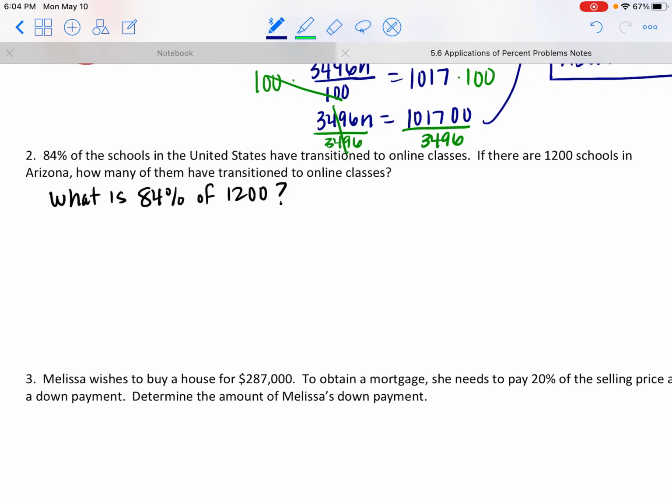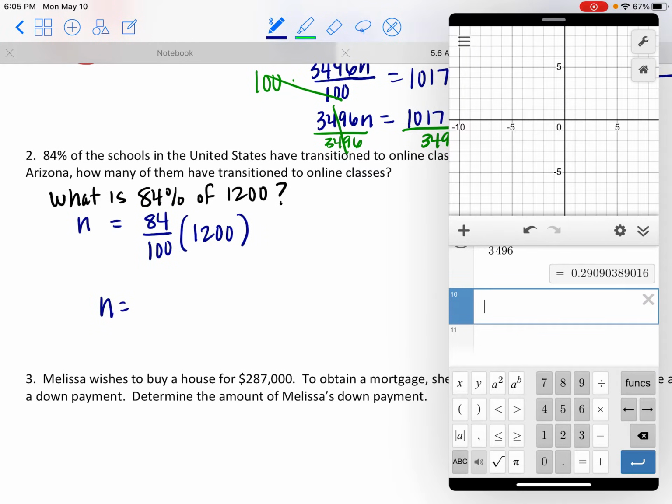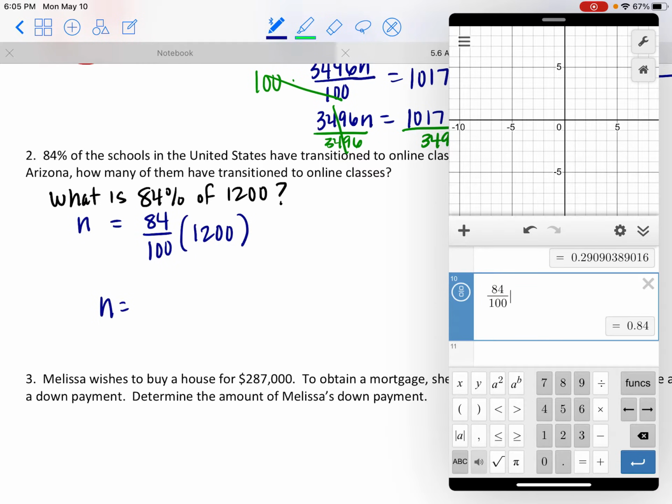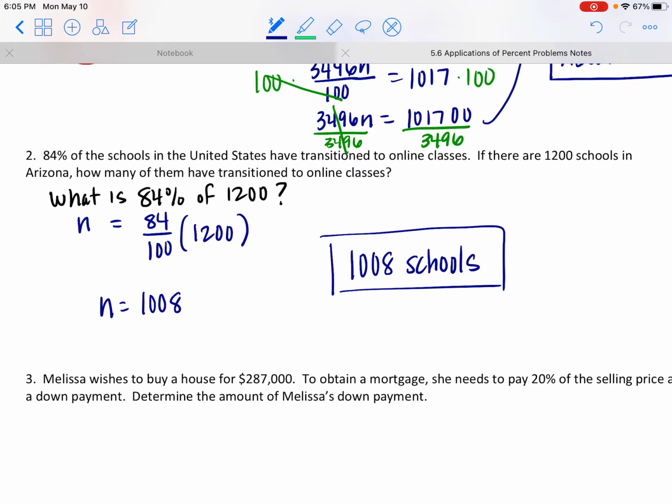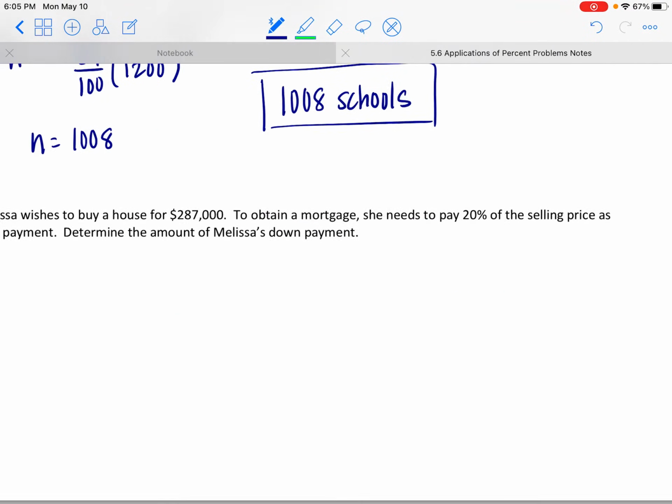So now that we have the restated question, what is our unknown? Is our equal? 84% is 84 out of 100. Of means multiply, and then 1,200. And this one we don't even have to solve. This is a calculator problem because n is already by itself. So 84 out of 100 multiplied by 1,200 is 1,008. So of the 1,200 schools, 1,008 of them have transitioned to online classes, according to this problem, which I completely made up. So don't take that for what it is.